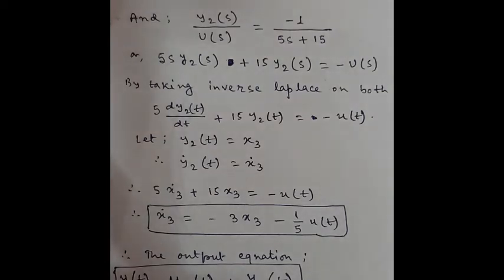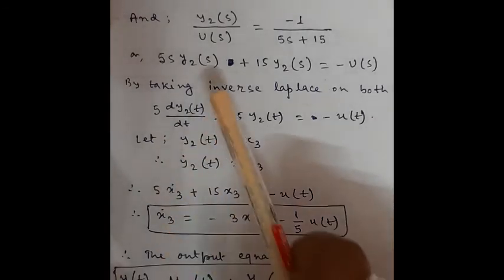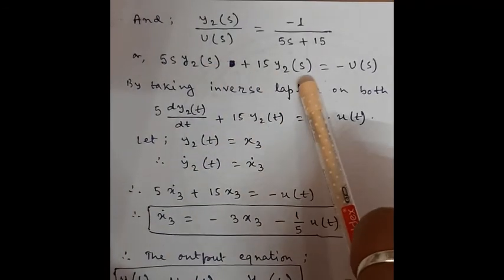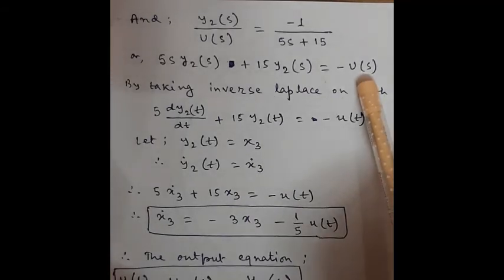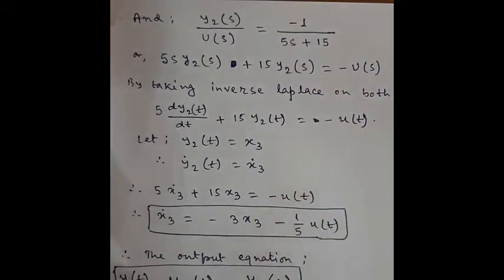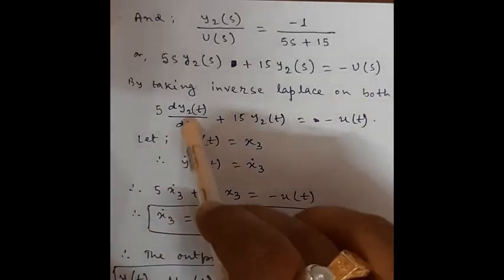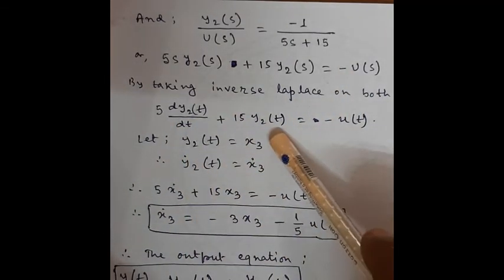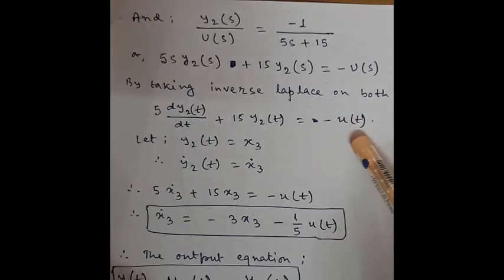For that we just take another term, that is Y2(s)/U(s) is equal to minus 1 divided by (5s plus 15). If we take the cross multiplication of this equation, then we can write 5 into s into Y2(s) plus 15 into Y2(s), that is equal to minus of U(s) into s. Now if I take the inverse Laplace on both sides, then we can write 5 into dy2/dt plus 15 y2(t) is equal to minus u(t).